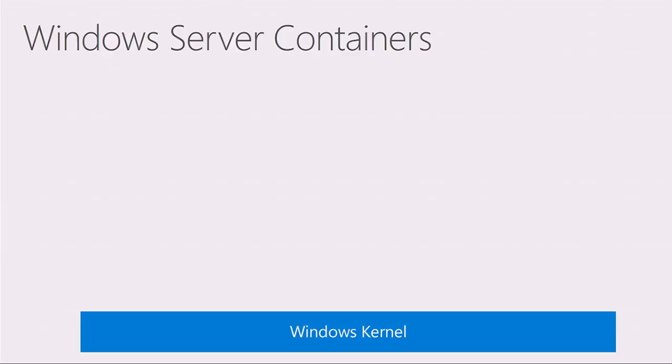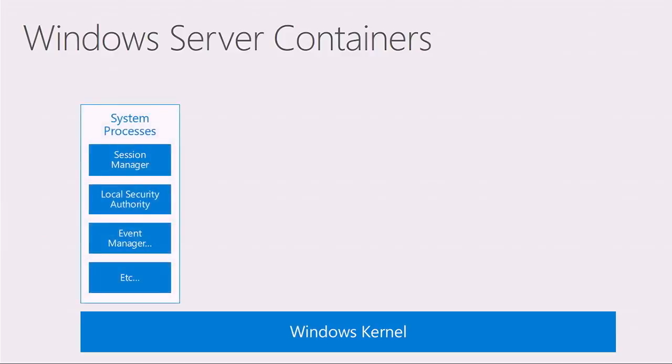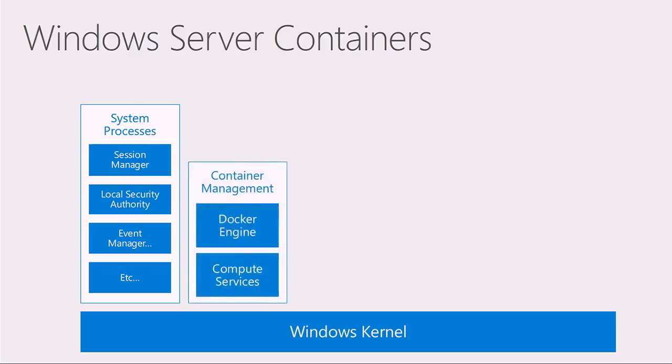So a Windows Server container starts with Windows kernel at the bottom. And then, important to all Windows, we've got a whole set of system processes. These are the things that we just don't really think about that often, but they're on every Windows server that we talk to. So things like the session manager and the local security authority and the event manager and WMI services, all of these kind of things. These are the system processes.